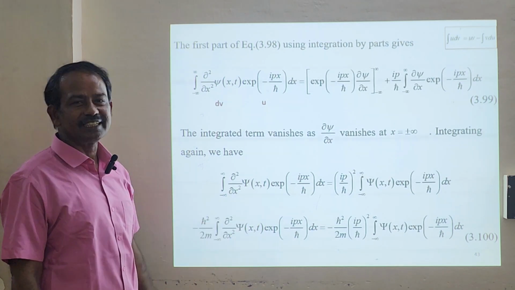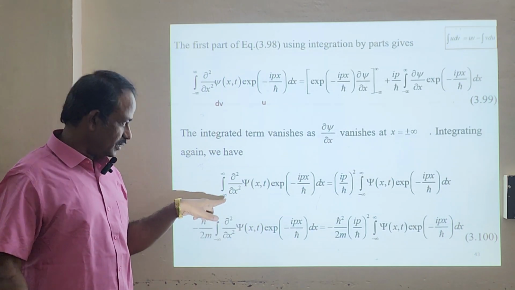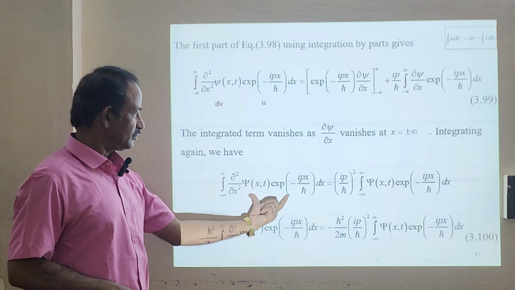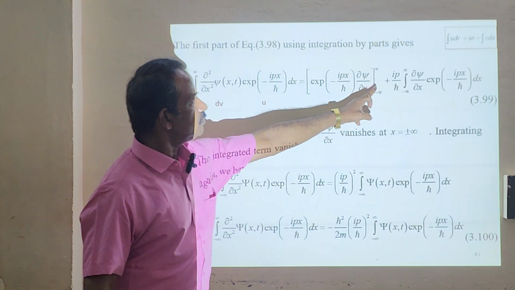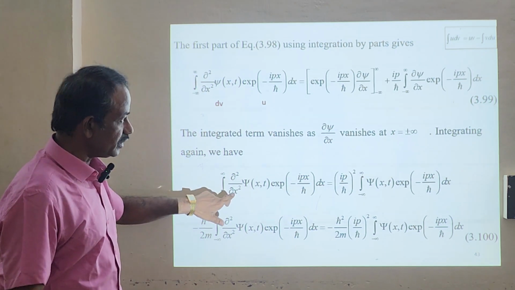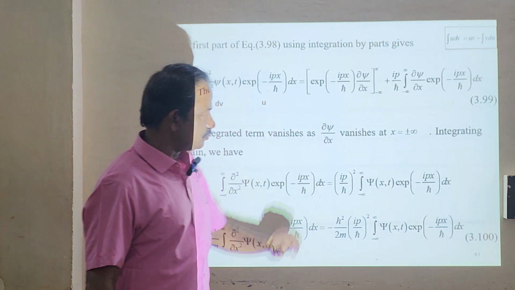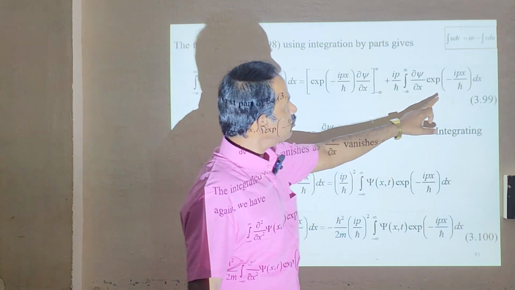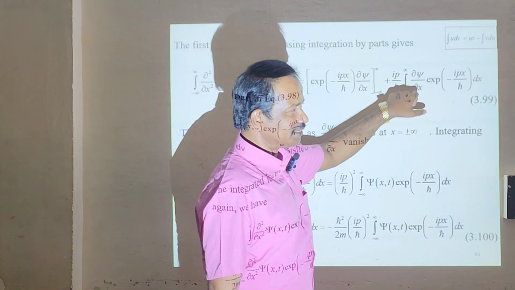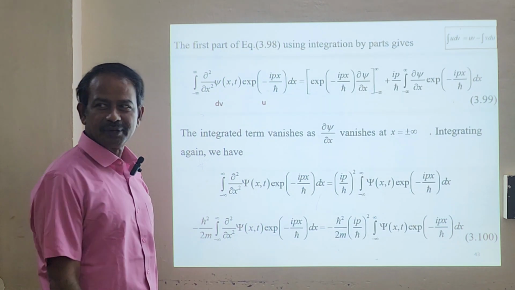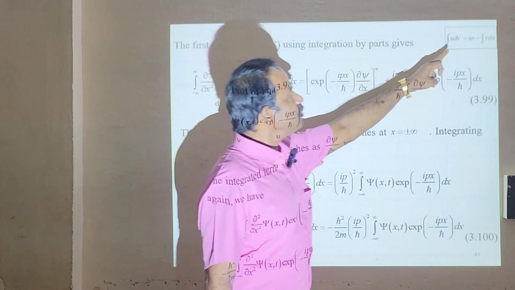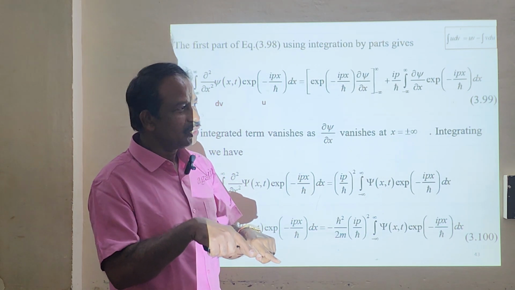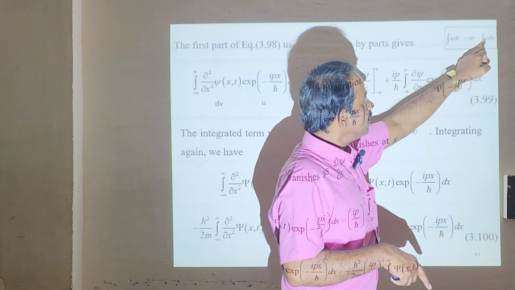Again, you just integrate with respect to x by using integration by parts. We are going to integrate this term by parts. This time u will be here and dv will be here. The same argument: you will get uv minus integral of v du. The first uv part will go to zero, and you will get only minus v du.